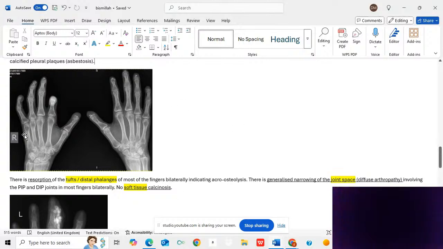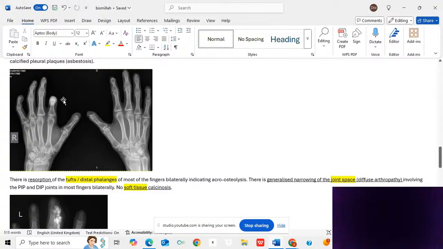What about the musculoskeletal system in scleroderma? There is resorption. You need to look for three findings in a case of musculoskeletal scleroderma.